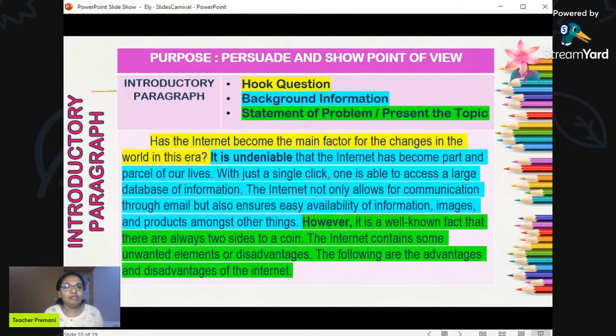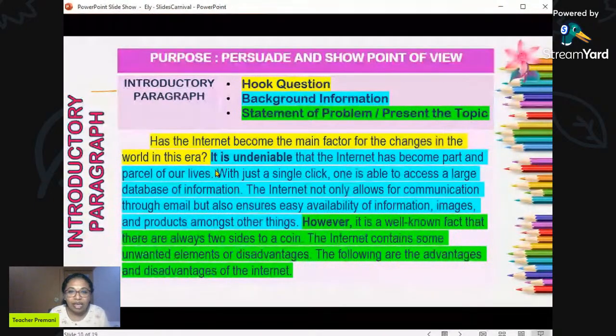All right, so let us go further. Now we're going to write the introductory paragraph. If you see it's kind of long, don't be scared, especially those who don't feel that confident to write. Just see how it is written. You can actually write one sentence instead of this variety. I just want to show the variety only. So for the introductory paragraph, you must put a hook question, and then background information, as I told you just now, and the statement of problem, or present the topic. Now I will show you that.